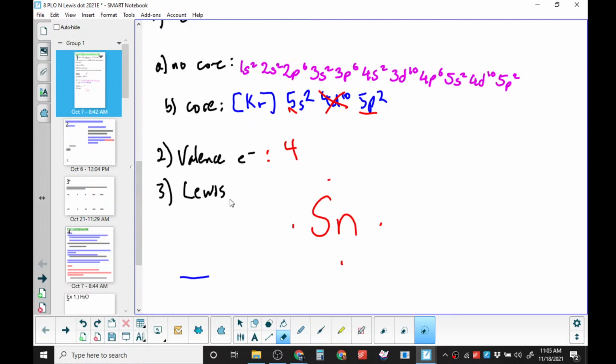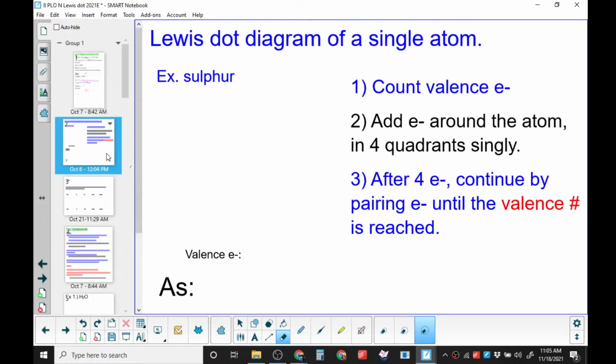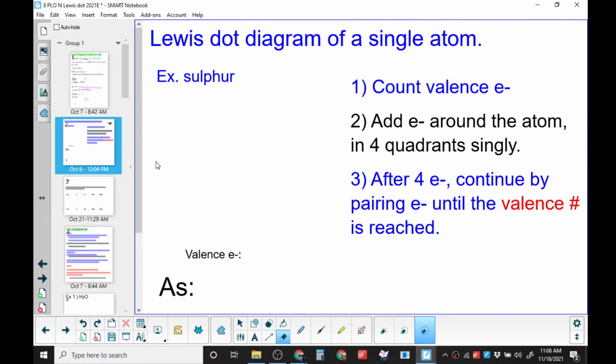Okay, so that's how to make a Lewis dot diagram for a single atom. Do that for sulfur, arsenic, and iodine.